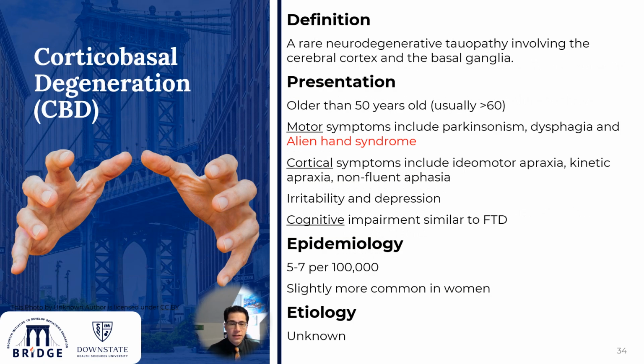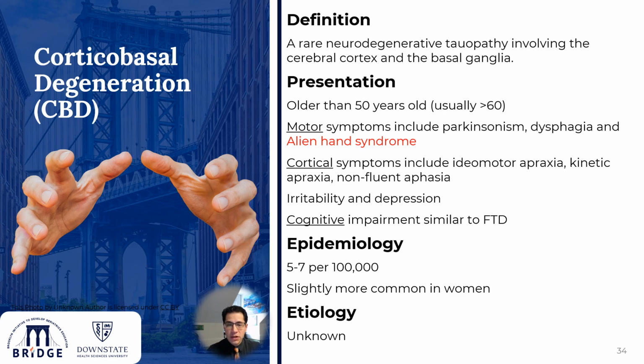So next on the list is corticobasal degeneration, which is another rare tauopathy involving the cerebral cortex and the basal ganglia. Quite selective, huh? So it presents with an older age, usually above 60 years of age. A lot of motor symptoms, including Parkinsonism, dysphagia, and alien hand syndrome, where the hand will move on its own.